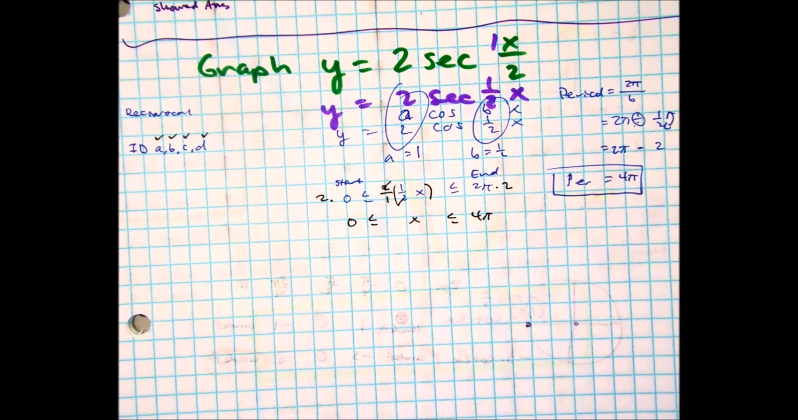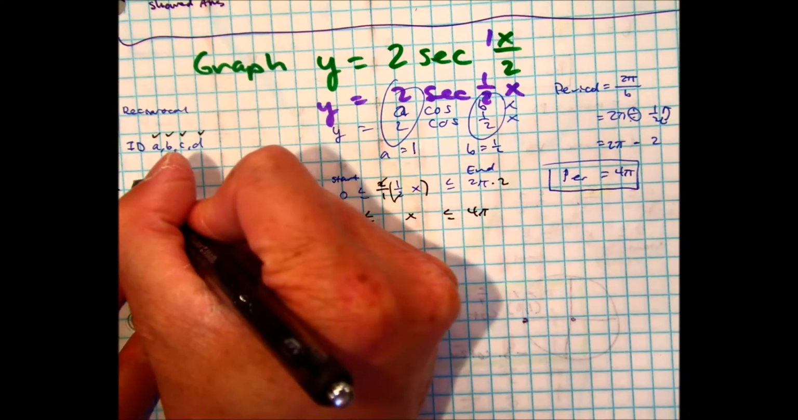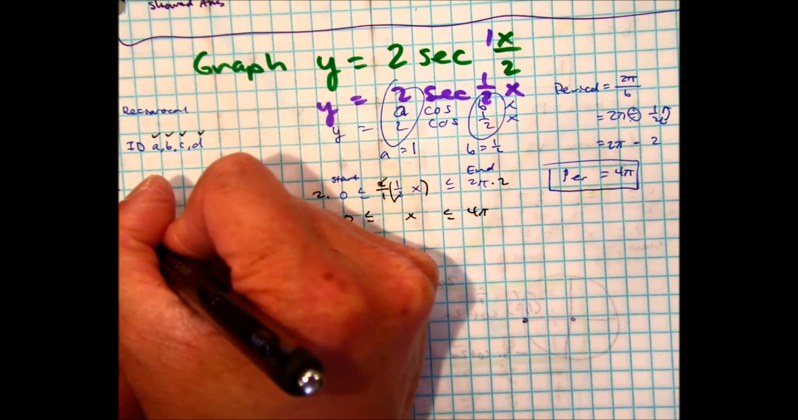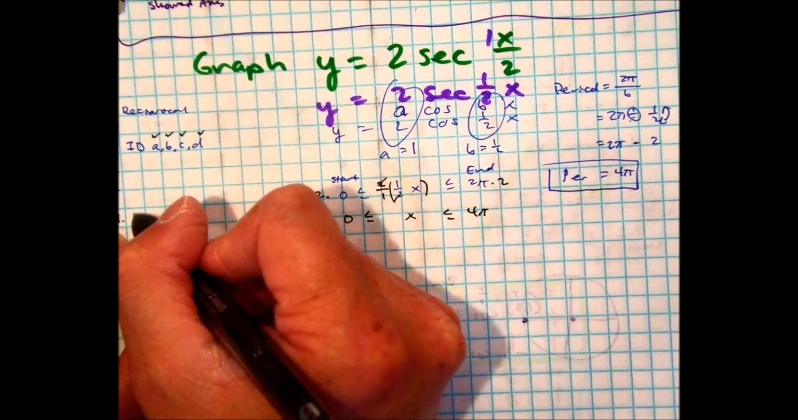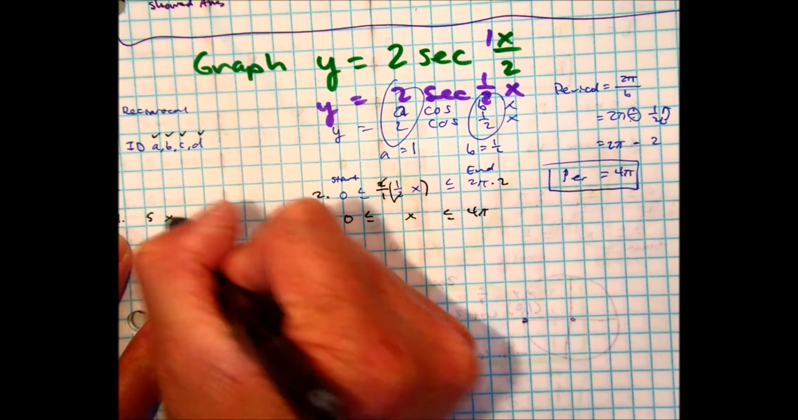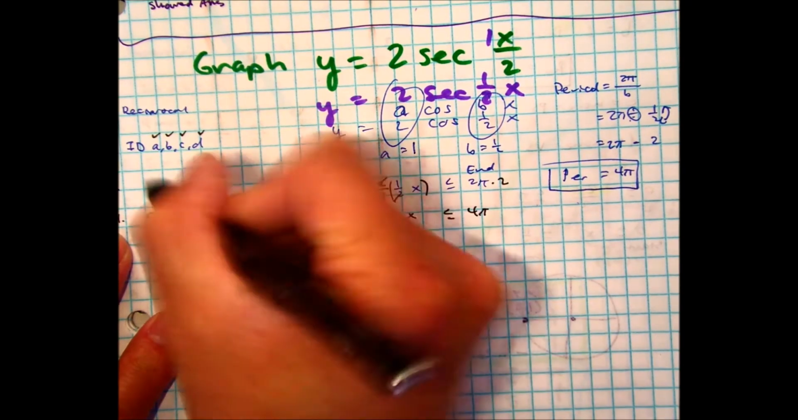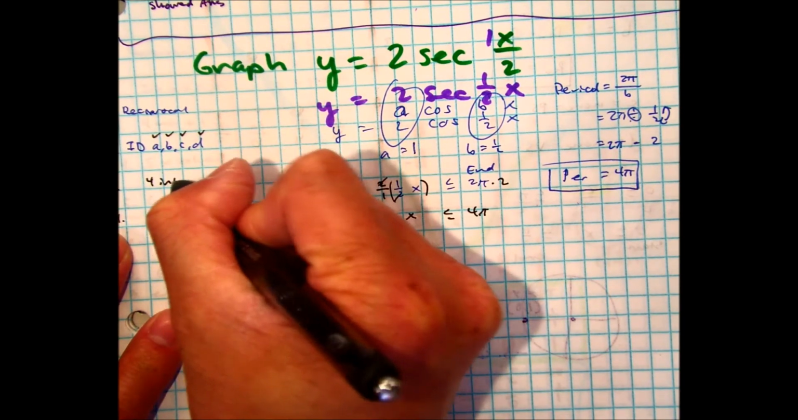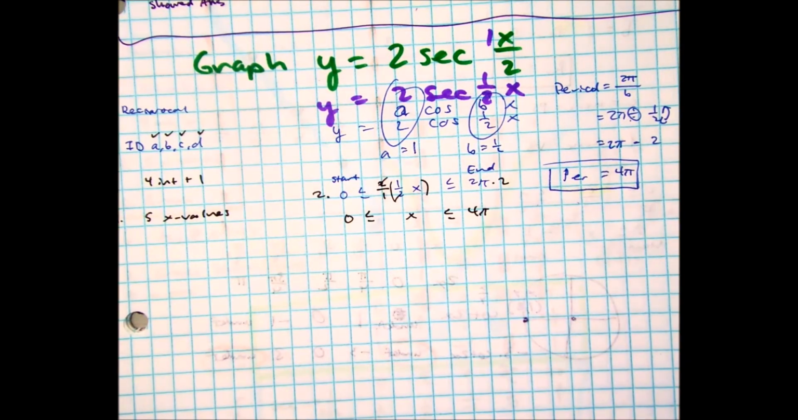What's the third thing we need to do, Joshua? The third thing we need to do is find our x values. Before we do that, we have 4 intervals plus 5 values.